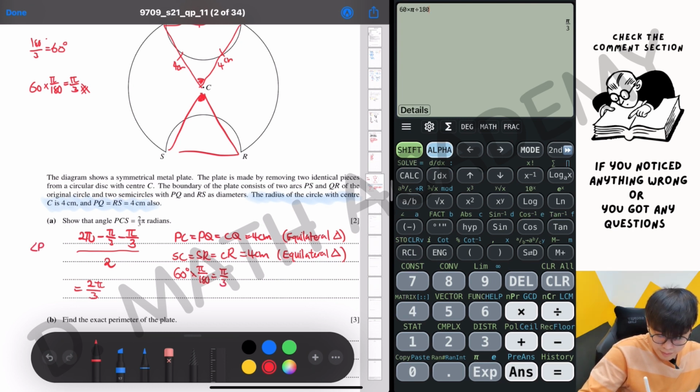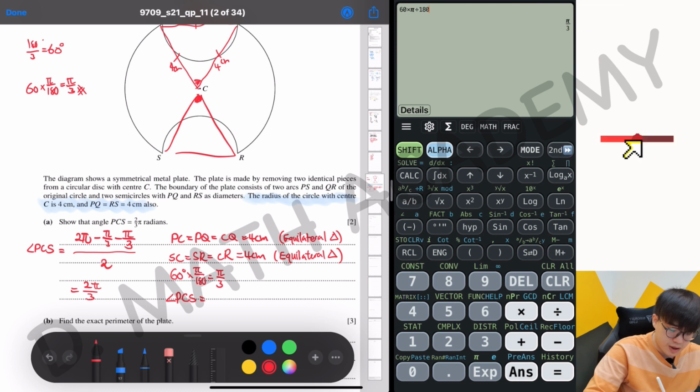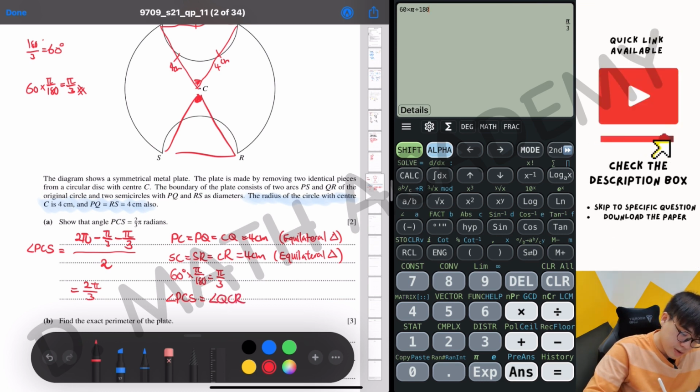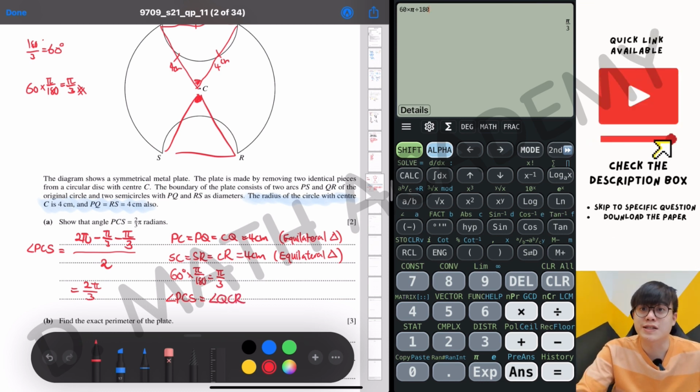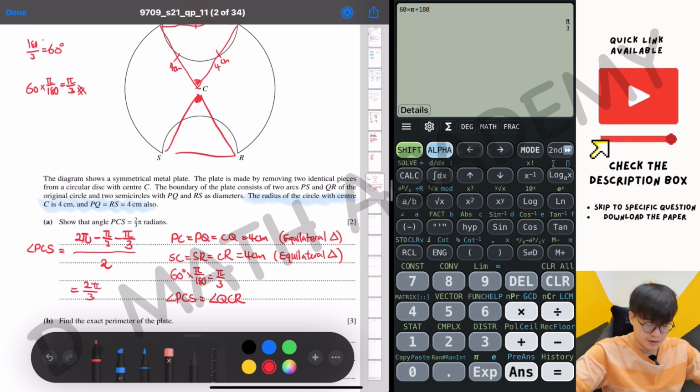So to calculate PCS, you will get the result here. If you want to further clarify to the examiner, you can write PCS equals QCR. Then you need to do the calculation at the side. That's how you will get to your final results here.